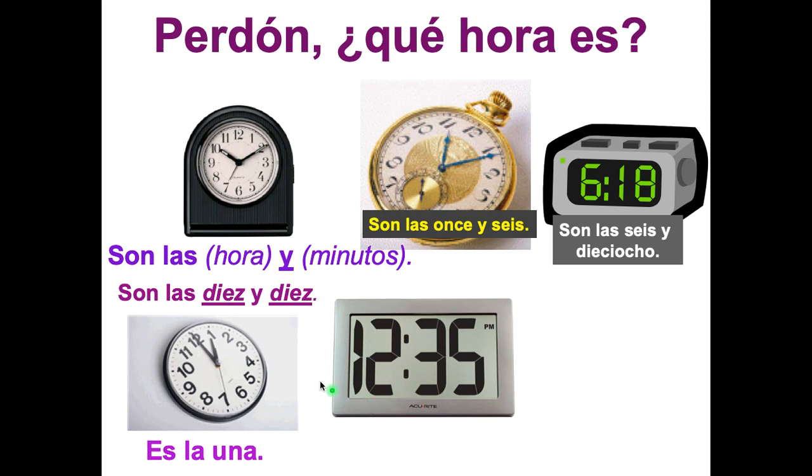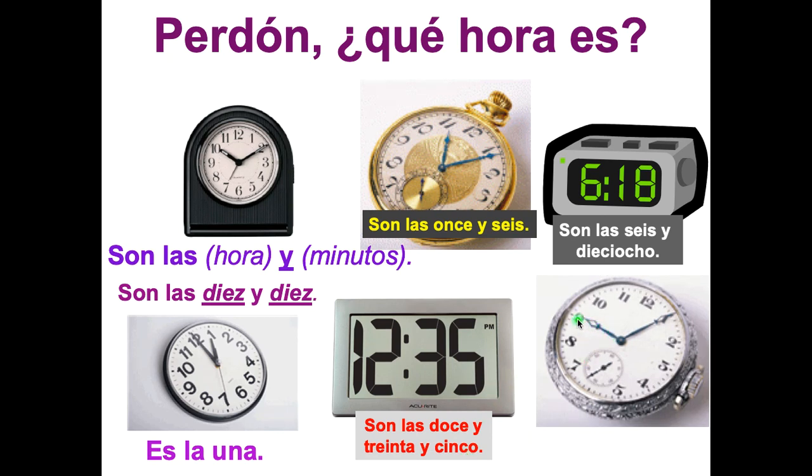Okay, how about this one? Okay, once again, son las, what number is this? 12. Y, what number is this one? That's a bigger number. 35. So, altogether you say, son las 12:35. Okay, one more.